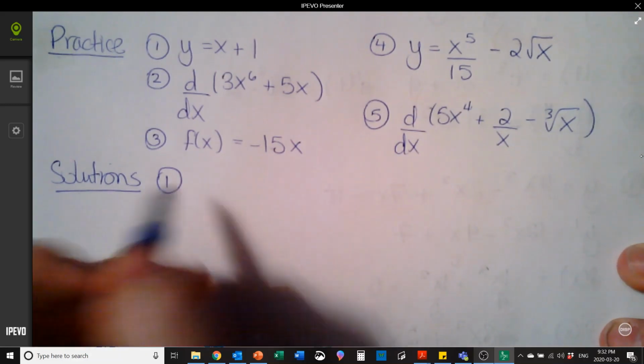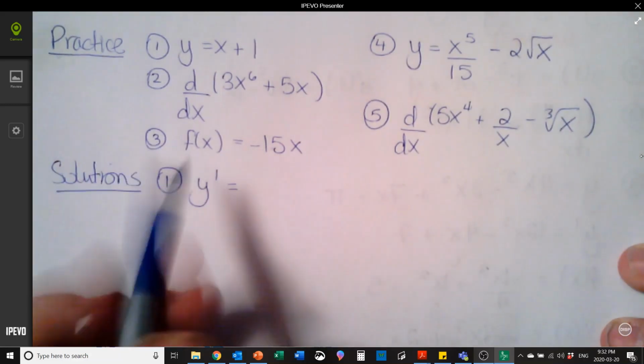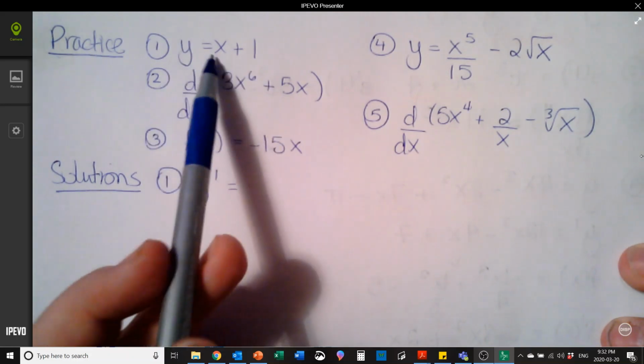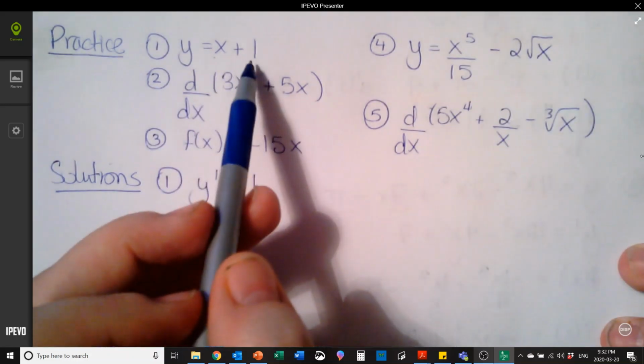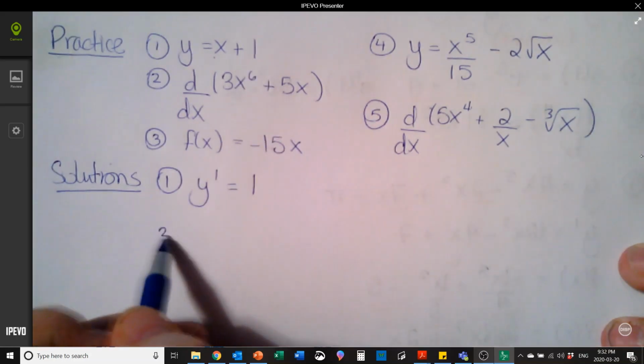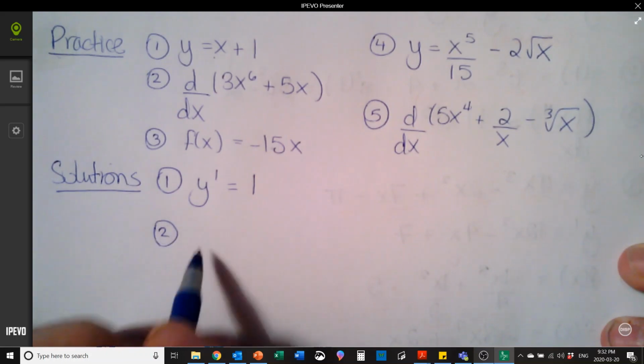So number 1, y prime. So if I'm taking the derivative of x plus 1, the derivative of x is just the coefficient, so 1, and the derivative of 1 is, well, it's a constant, so it's 0. Number 2.